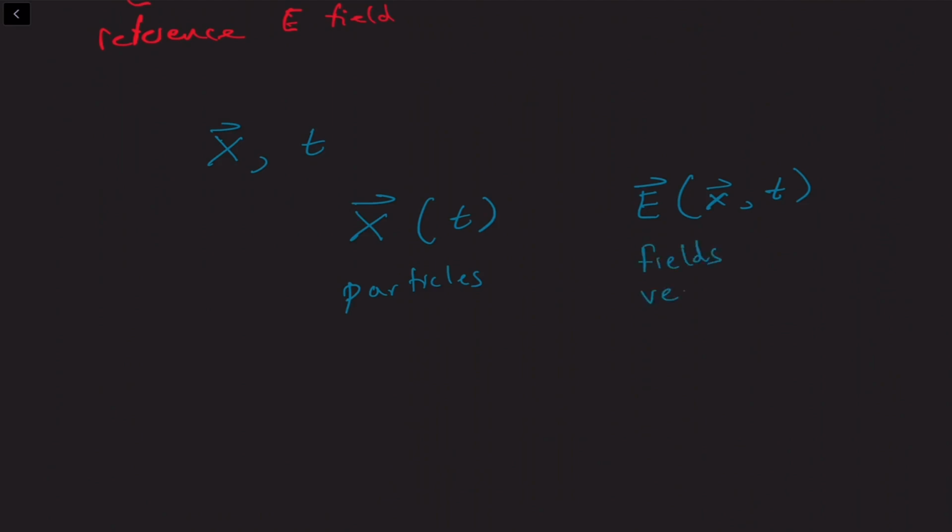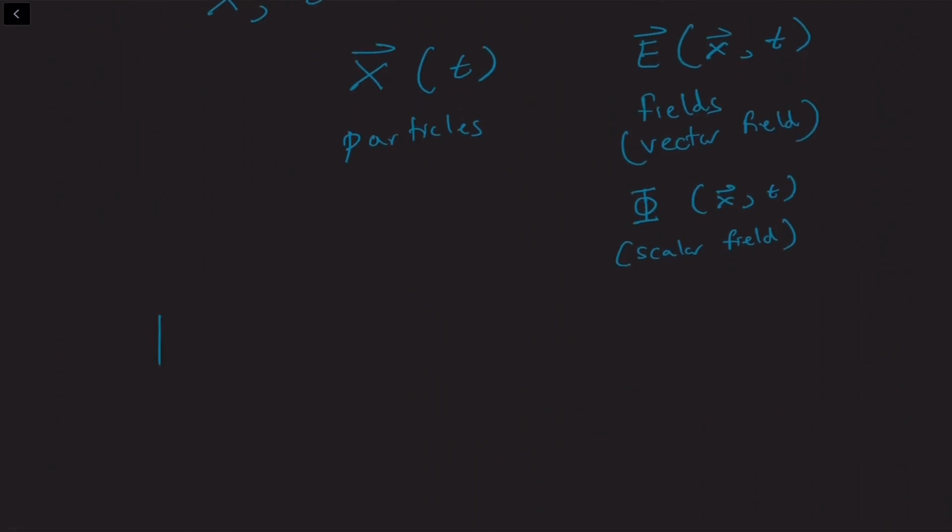This kind of field is called a vector field. You need three numbers to describe the electric field at every position: the x component of the electric field, the y component, and the z component. But you can also have what are called scalar fields, that is, fields like the electric potential, which is a single number at each point in space and time. So this is called a scalar field. And if we want to describe all kinds of interesting dynamical processes involving particles and fields, we need some kind of dynamical equations.